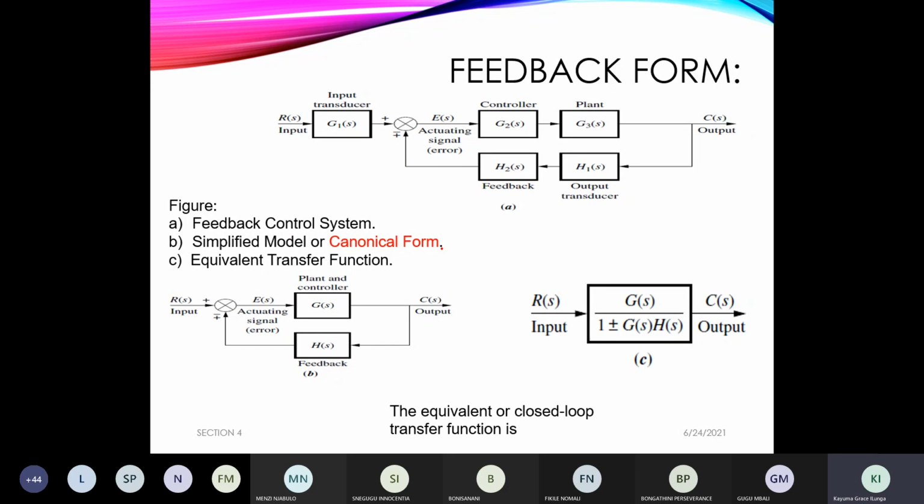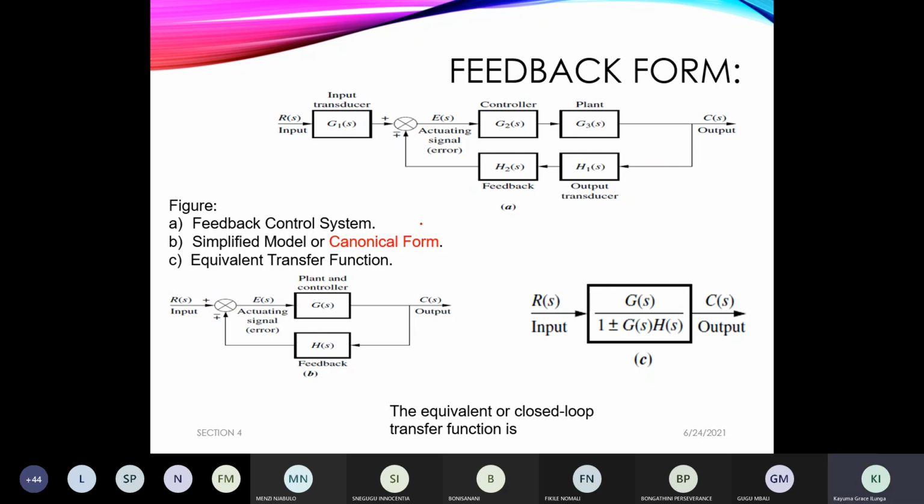So now we have our feedback. Sometimes they can ask you to write it in the canonical form. So we'll see what is the canonical form of a control system. Like this one can be called a canonical form of a control system. It means that we have a system with only one block representing the transfer function and one block representing the feedback. So the feedback is represented by H of S and the transfer function by G of S.